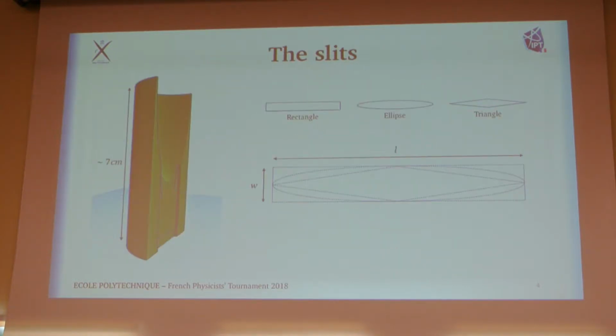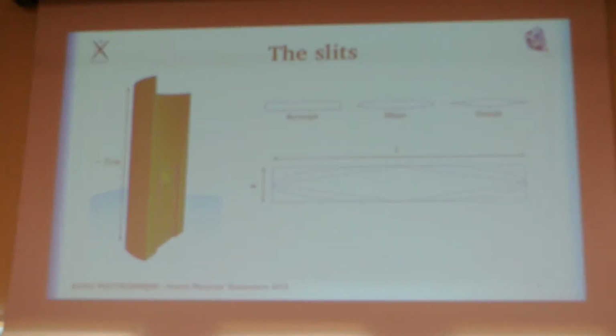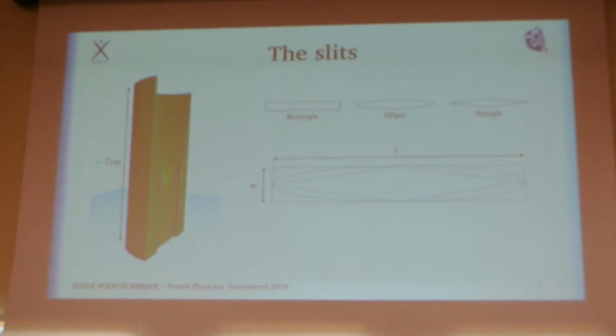So next, the slits we use. We 3D printed slits. We wanted to have some laminar flow at the end, so we used something to make the flow converge. And we use different types of slits: rectangular ones, ellipse, triangular, and some weird shapes. But we might talk about this later.